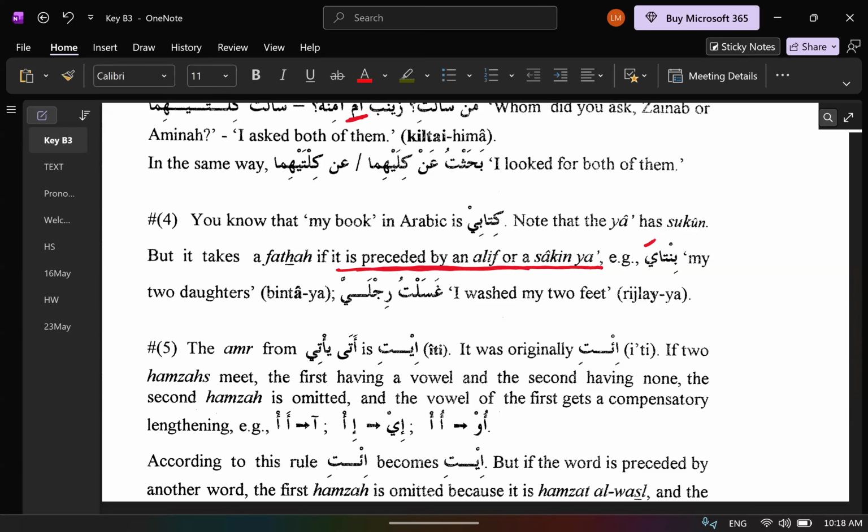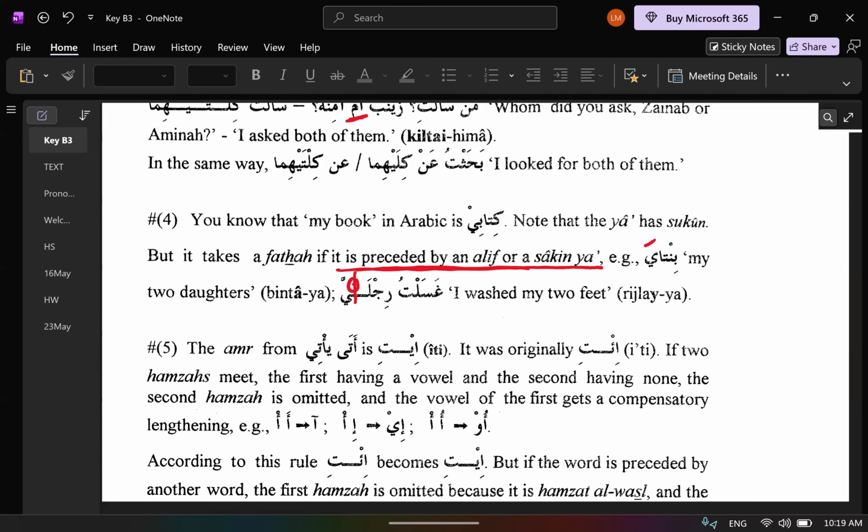My 2 daughters, ghasaltu rijlayya, I washed my 2 feet. Yeah, so ghasaltu rijlayya. What happens? Rijlayni, noon got dropped over here as well, right? Rijlain is 2 legs, yeah, two feet or 2 legs, right? So because it is coming as a mudaf, so noon got dropped. Noon of musanna got dropped. Ghasaltu rijlayya, I washed my 2 feet.